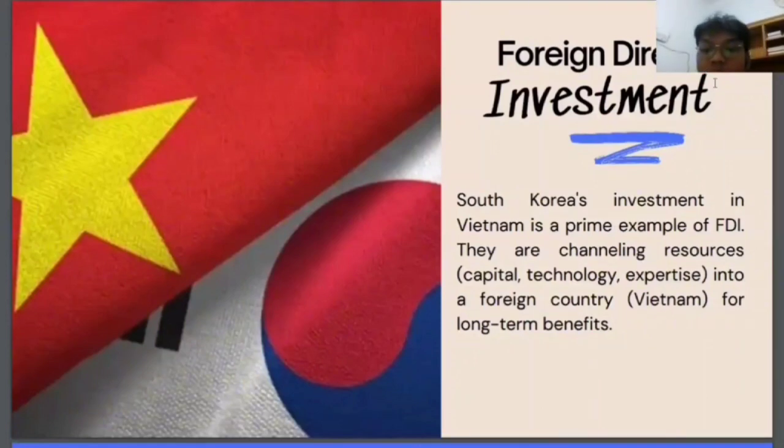So, South Korea's investment in Vietnam is a prime example of FDI. They are channeling resources, for example, capital, technology, and expertise, into a foreign country, which is Vietnam, for long-term benefits.